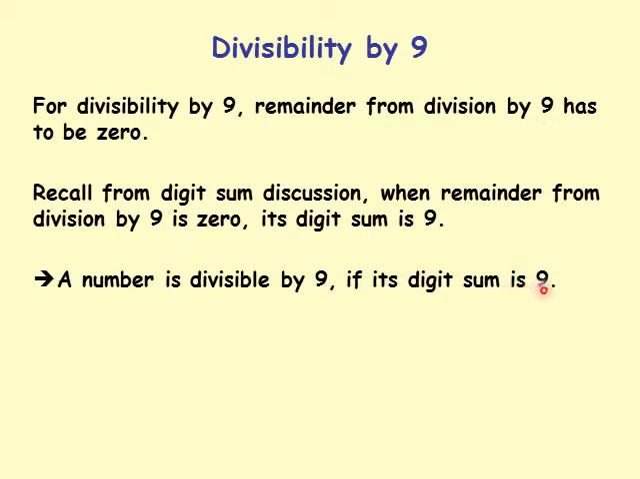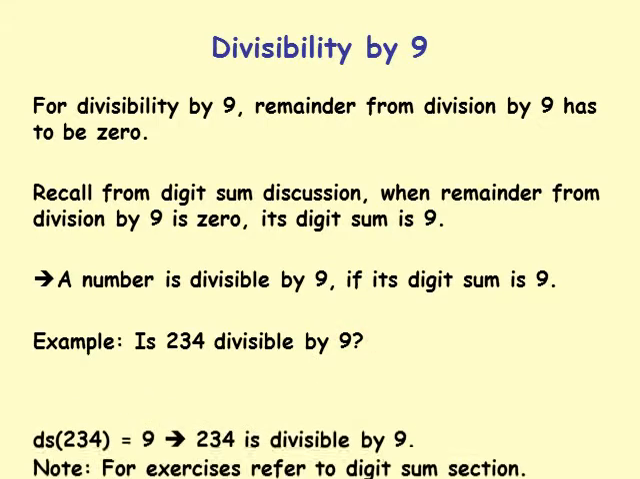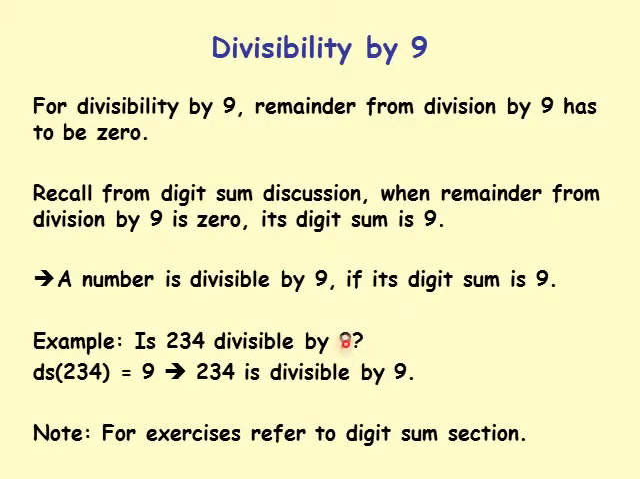A number is divisible by 9 if its digit sum is 9. Let's look at an example. Is 234 divisible by 9? When we take away all the 9s we can from 234, it's the same thing as dividing 234 by 9, discarding the quotient and keeping the remainder. And that remainder is also given by the digit sum of the number 234. The digit sum of 234 is 9.